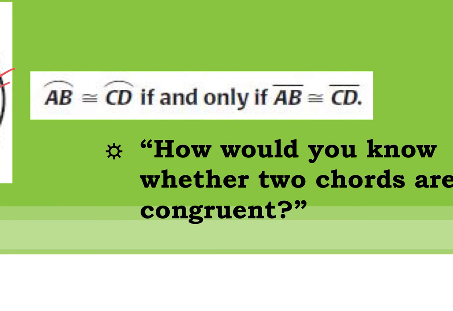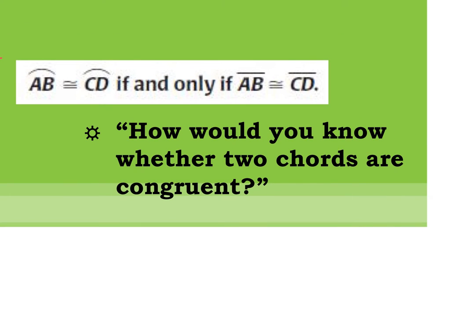And then we just answer that. How do we know whether two chords are congruent? Oh, yes, they have to be in the same circle. What else? The congruence marks, they have to be the same. Yeah, but how do we know if the chords are congruent? If the minor arcs are congruent, okay? Oh, okay. The minor arcs, you said it before. The minor arcs must be congruent. Cool beans? All right.